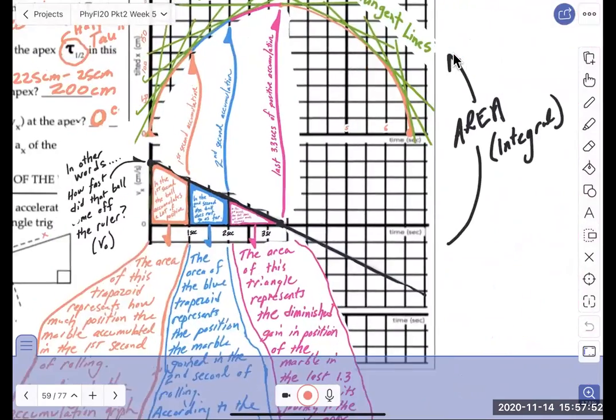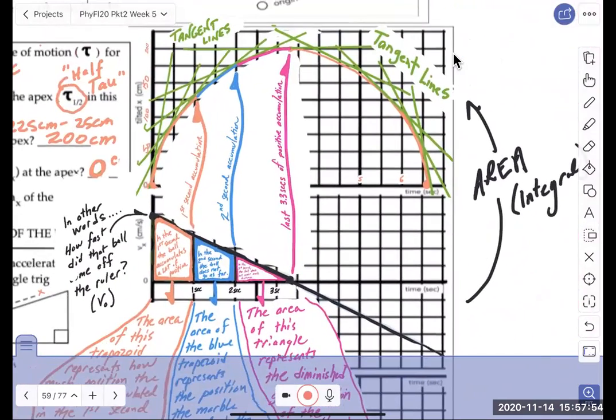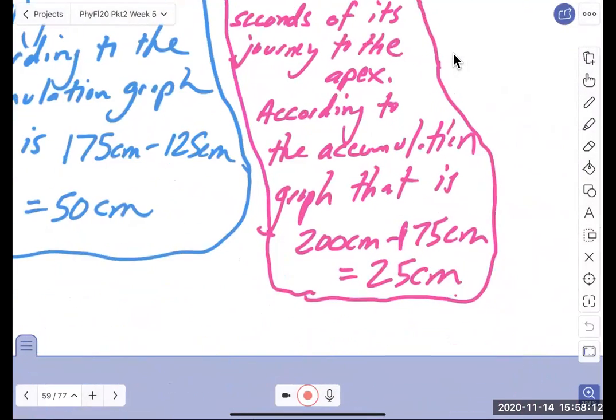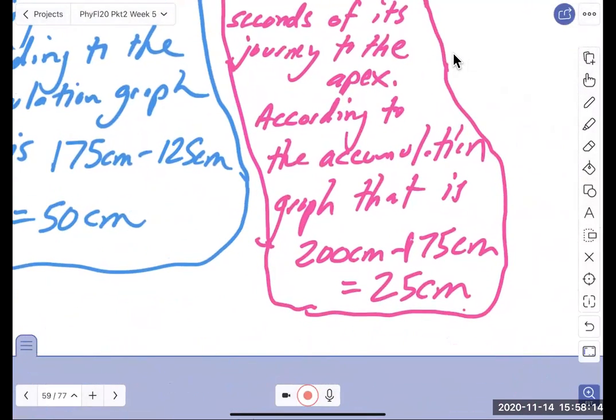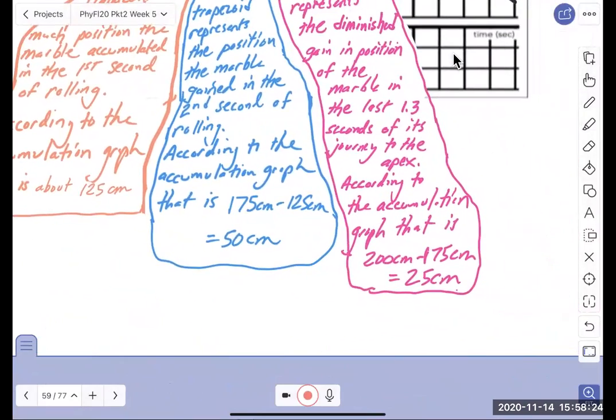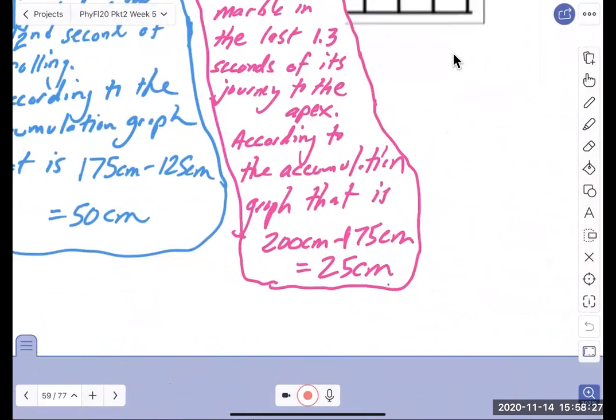And then the last little bit before it gets to the apex, that last 1.3 seconds, is this pink part. You see, you're not getting much height from that. It looks like we're only going to get about 25 centimeters, according to the graph. So 200 centimeters minus 175. So you went from getting 125 centimeters right off the bat, and then the next second it was only 50 centimeters, then the next second was only 25 centimeters.